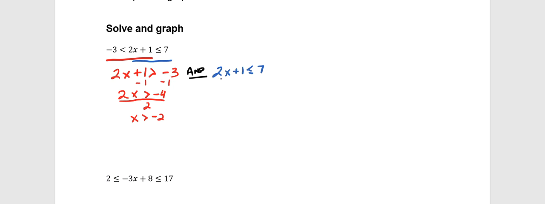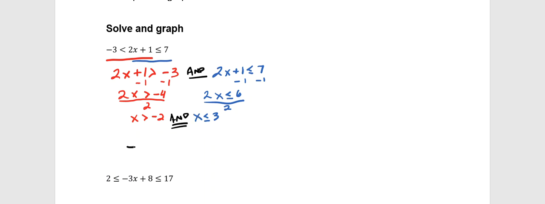On the right side, the blue side, you notice the steps are going to be the same. We'll first subtract 1, so 2x is less than or equal to, now careful here, the math is a little bit different, 7 minus 1 is 6. Then divide by 2, and we get x is less than or equal to 3. Now again, the only difference, and it's a significant difference in setting it up this way, is that it has the word and, not the word or.